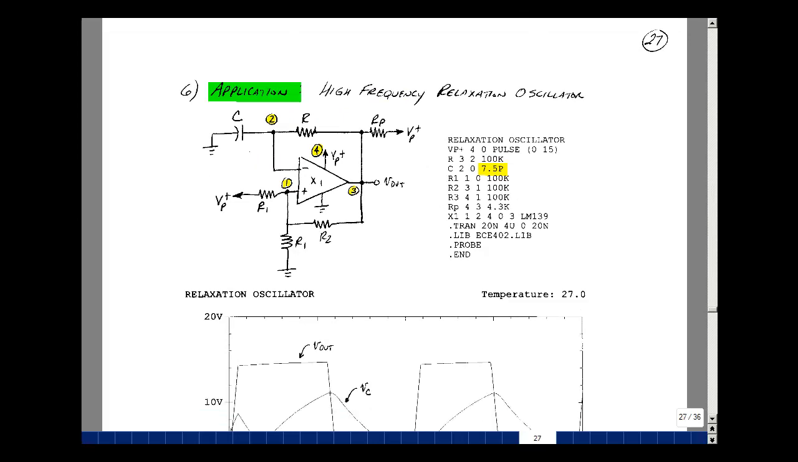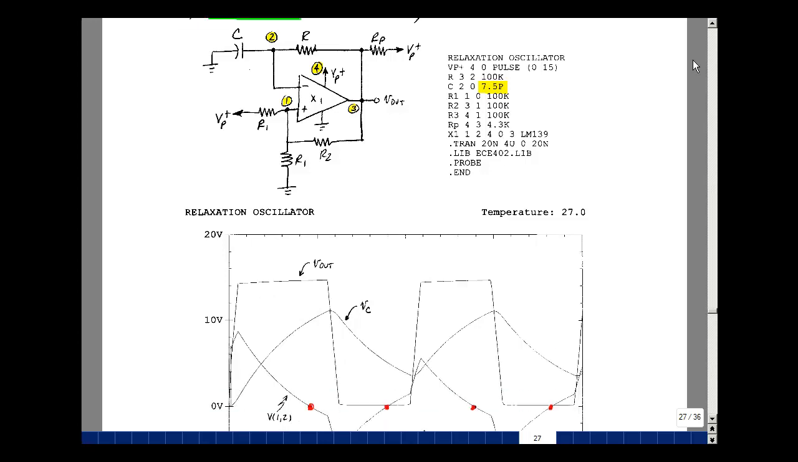Let's go back and look at our oscillator that we did earlier in the course, and let's change the capacitor from 75 picofarads to 7.5 picofarads. That should make it 10 times higher in frequency. So we would expect about 870 kilohertz from the example we did previously with the model. Let's see what happens.